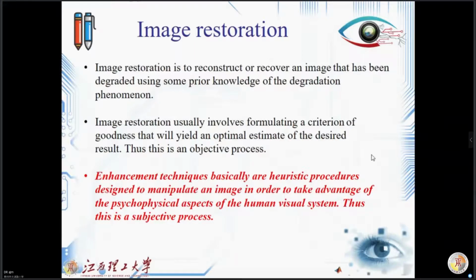Maybe you will ask me then, what about image enhancement? You know, enhancement techniques basically are some heuristic procedures designed to manipulate an image in order to take advantage of the physical aspects of the human visual system. Thus, again, this is something like a subjective process. The difference between these two concepts is that image restoration is objective and enhancement is subjective.